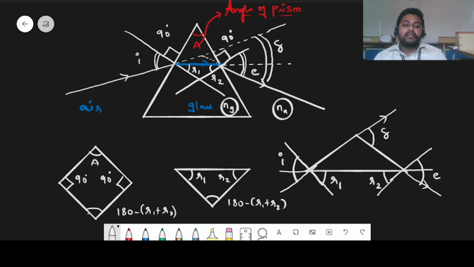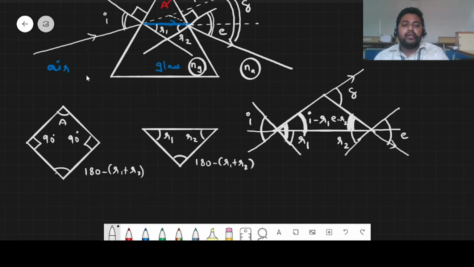That means this entire angle from here to here can be written as I minus R1, and this angle from here to here can be written as E minus R2. Since this entire angle from here to here is an alternate angle, opposite angles, this is also going to be I. So the remaining angle, if you want to write only this, you can write it as I minus R1, and this angle also the same. You can write this smallest angle from here to here as E minus R2.